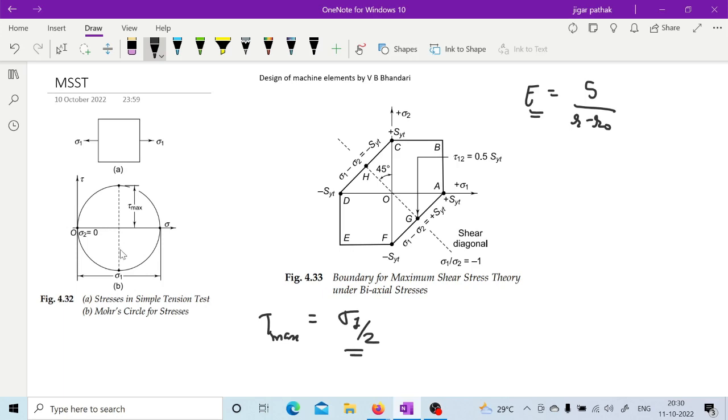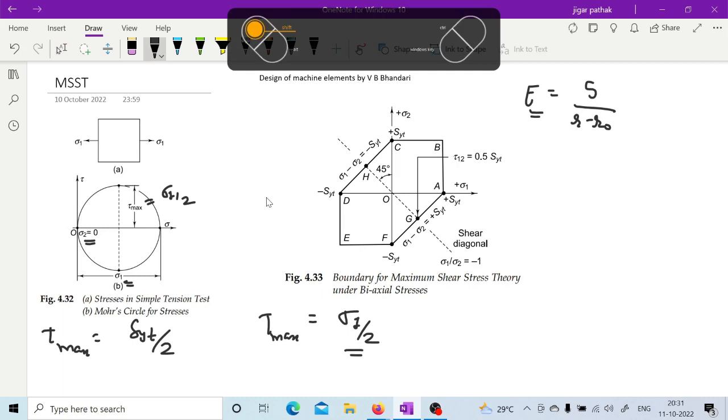This has come from the Mohr circle, because in tension test you will have only uniaxial stress, so sigma 1 will be there, and sigma 2 and sigma 3 will be 0. So if you plot the Mohr circle, you will have tau max equal to sigma 1 by 2. So sigma 1 is that normal stress, right? So tau max is nothing but the yield tensile strength by 2, right? And if you go for all the 3 planes, right?